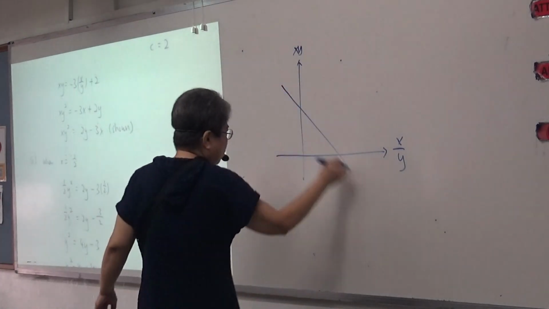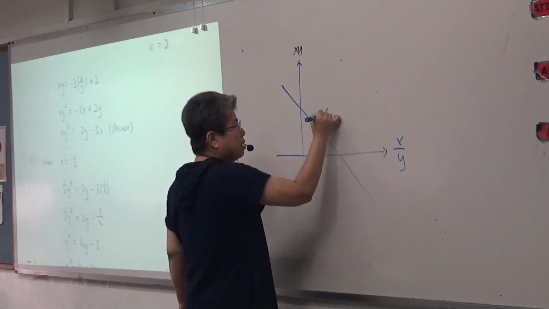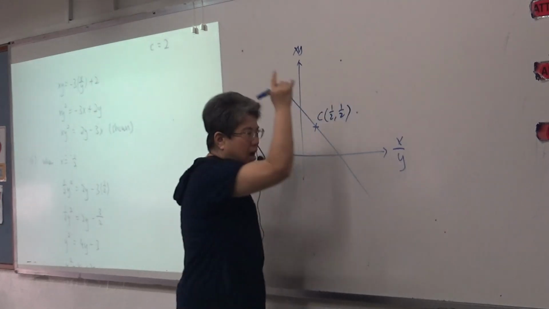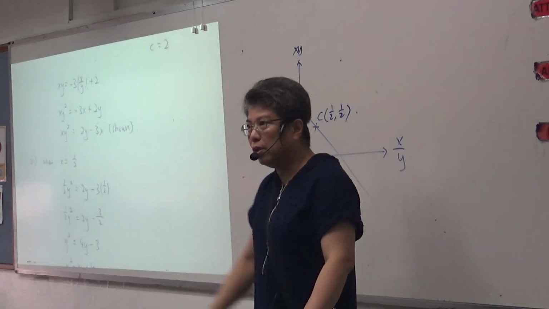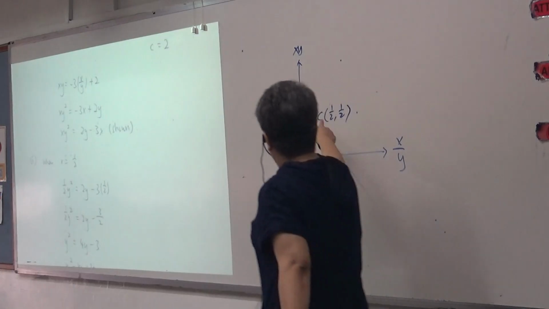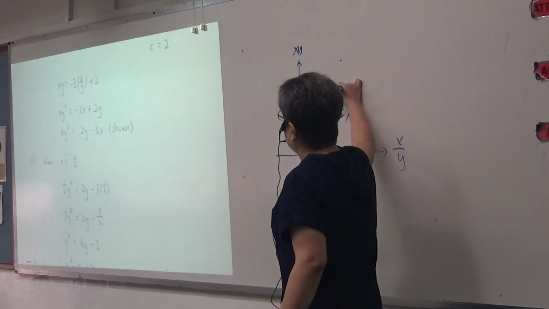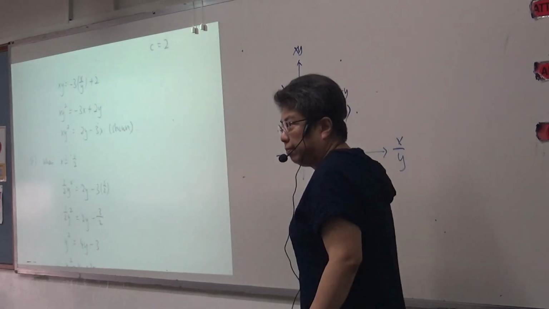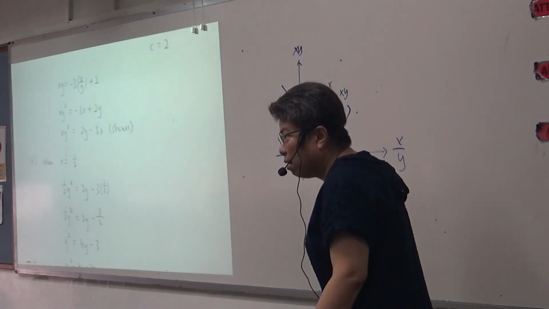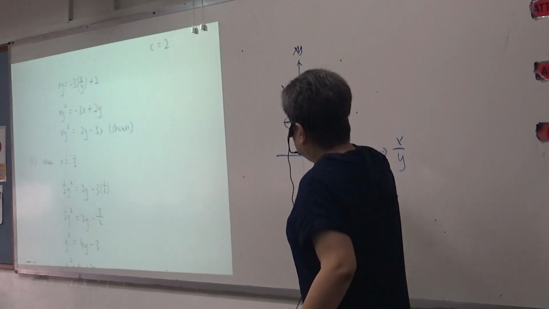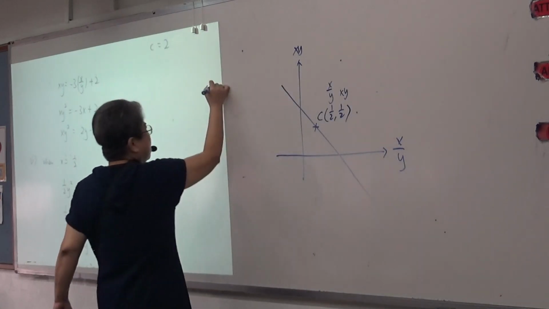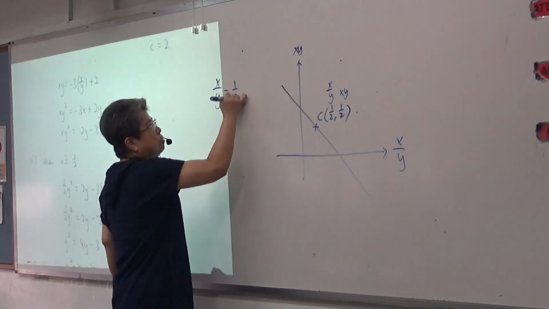Now, just now I told you the point is here. That means C is somewhere here, which is half, right? It falls on the line. Agree or not? Now, I told you already, this one represents x over y, this one represents what? xy. Correct? That's what I said already, right? Now, that means what happens? I have x over y equals to half, right?